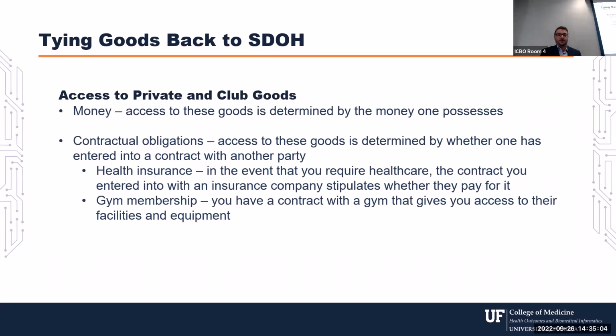So with money, access to goods is basically determined by how much money you could pay to spend on that good. That one's pretty simple. For contractual obligations, access to these goods is determined by whether you have entered into a contract with another party. So for example, health insurance: the contract you entered into with your insurance company stipulates whether they pay for your medical care, your medications, etc. Any type of devices you might need for your health. And then similarly with a gym membership, you have a contract with the gym that gives you access to their facilities and equipment.